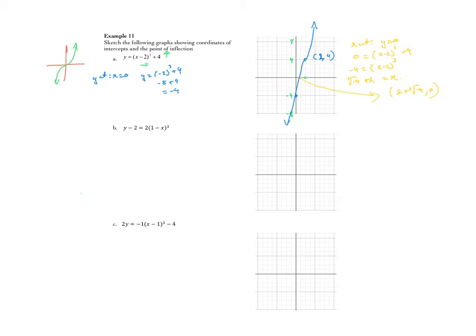And I might just, instead of rewriting it, bring it across there. Okay, so we've got showing coordinates. So always, if it says show coordinates, let's put coordinates in. So 0, negative 4 for my y-intercept, 2 plus the cube root of negative 4 for my x-intercept, and we've got a point of inflection of 2, 4. All right.